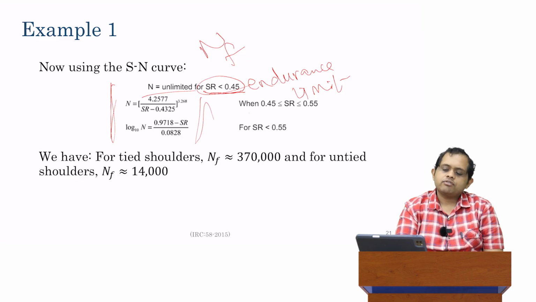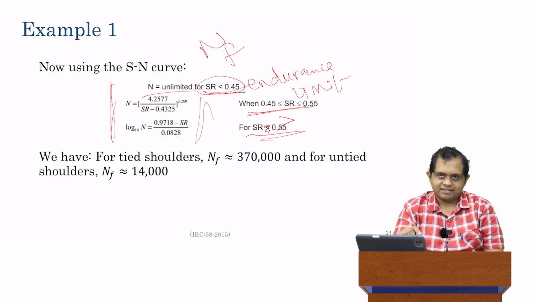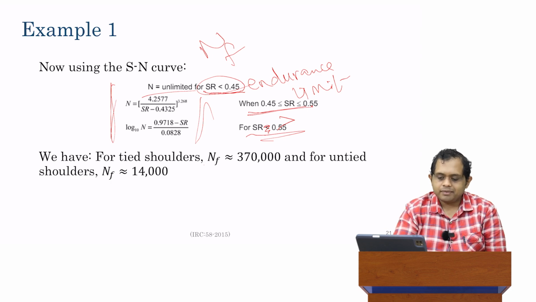In one case, we had 0.51, so that's going to use this one. For the untied one, we had 0.66. So it's going to, by the way, there's a typo over here. This should be greater than 0.55. This is in the code itself. So there's a mistake over here. Please keep that in mind.